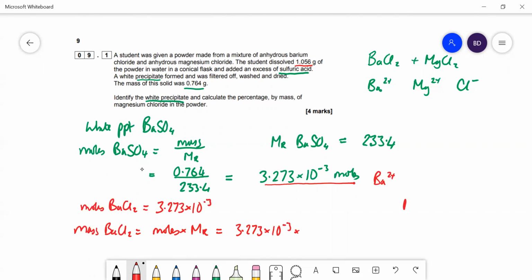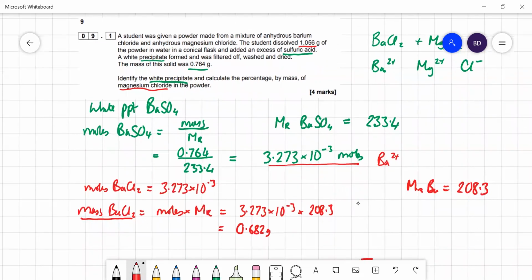Now, Mr of barium chloride: 137.3 for the barium, 2 times 35.5 for the chlorine gives us 208.3. So work that out, and that gives us 0.682 grams of barium chloride. Now we need to find out the percentage of magnesium chloride. Quite obviously, we can just subtract to find the mass of magnesium chloride.